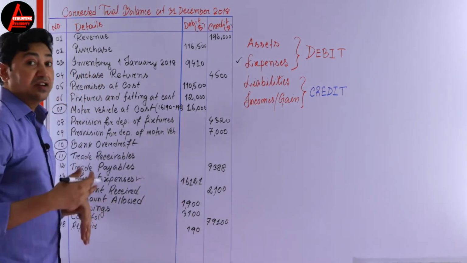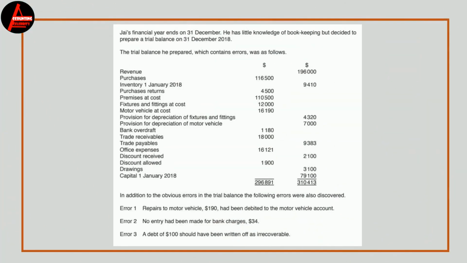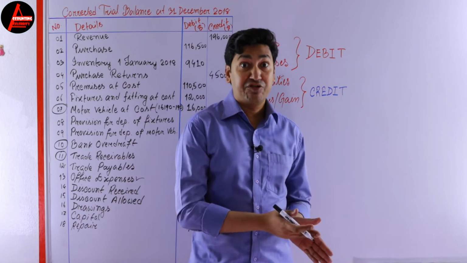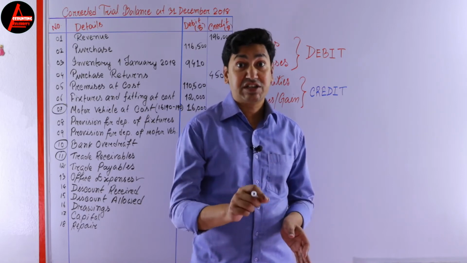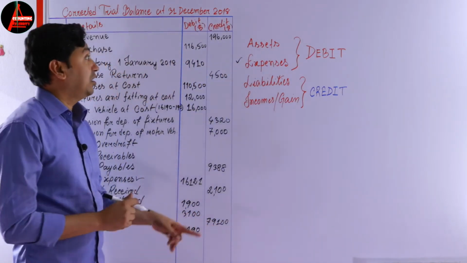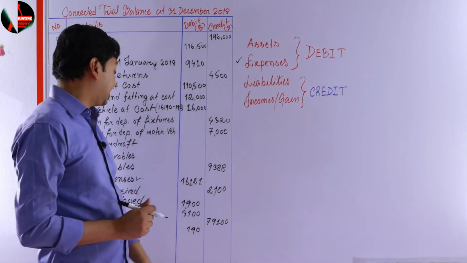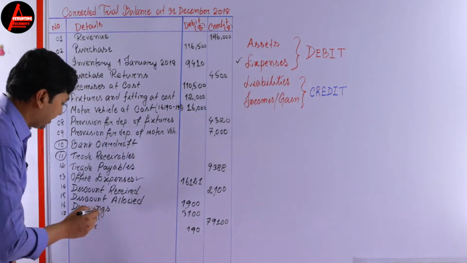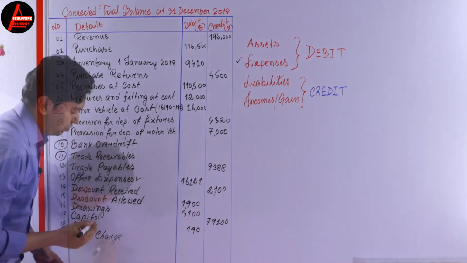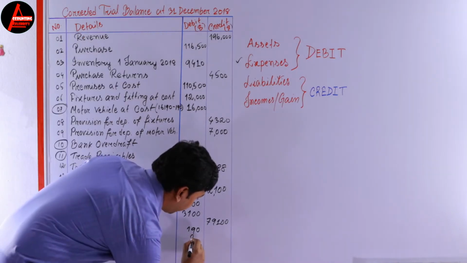Okay, very good. So look at the adjustment number 2. What is written there? No entry had been made for bank charge $34. Okay, bank charge. So bank charge is an expense. It is not included in any book of account. Okay, in the double entry system, this transaction was not included. No problem, it is an expense, so we will include now here. So it is an expense, so you know it is debited because expense has debit balance. So let us write here 19 bank charge. So the value is here 34.